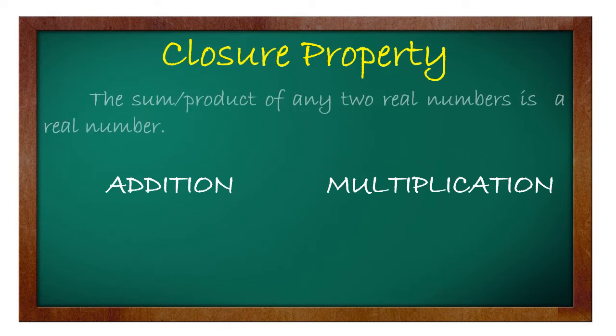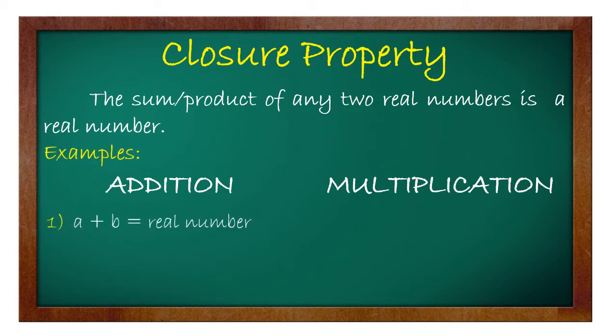Okay? So yung closure property natin state that if the sum or the product of any two real numbers is also a real number. Ibig sabihin, kapag nag-add ka ng dalawang real numbers, ang sagot niya, real number din. Kapag nag-multiply ka ng dalawang real numbers, ang product niya, real number din. So for example, A plus B is equal to a real number since A and B are also real numbers.